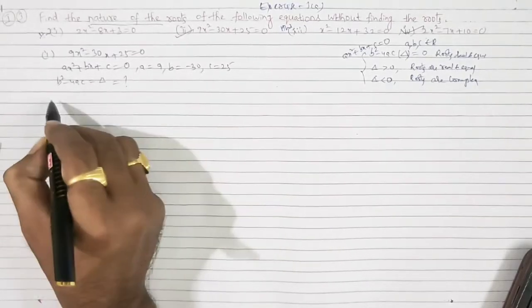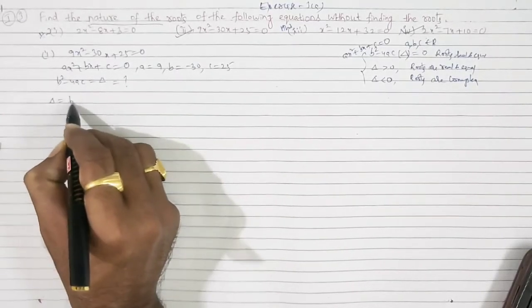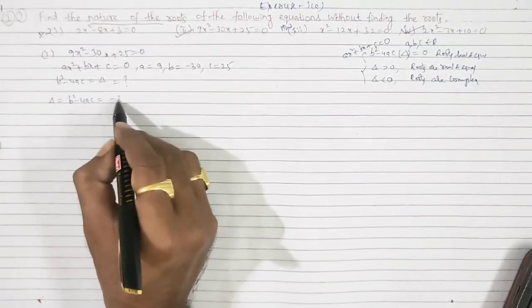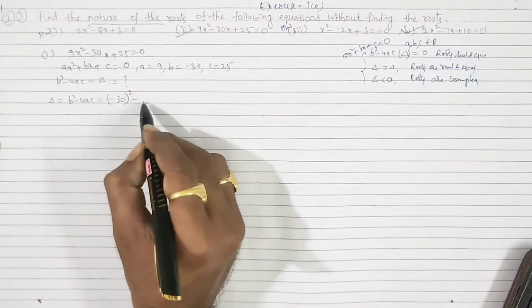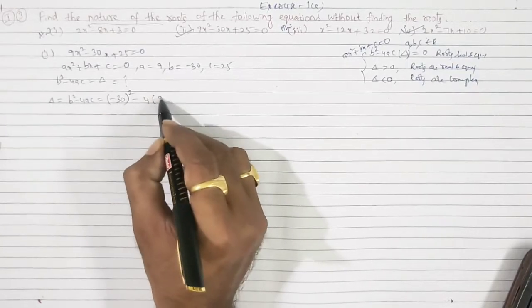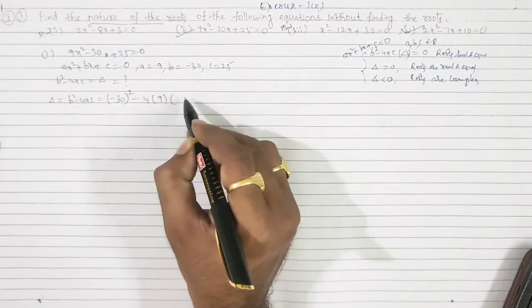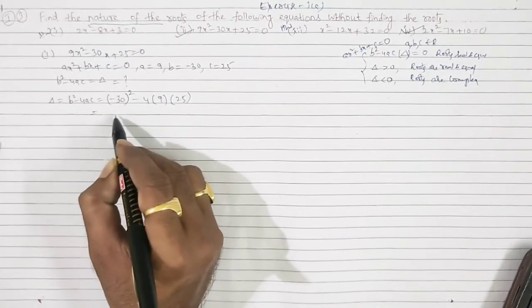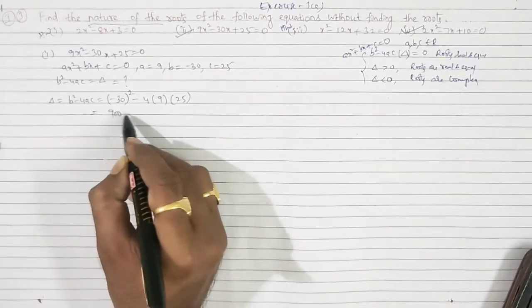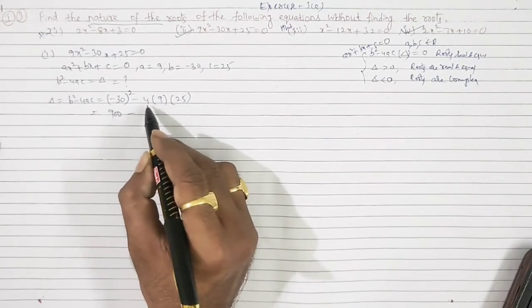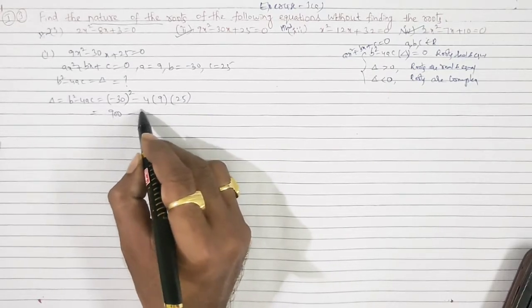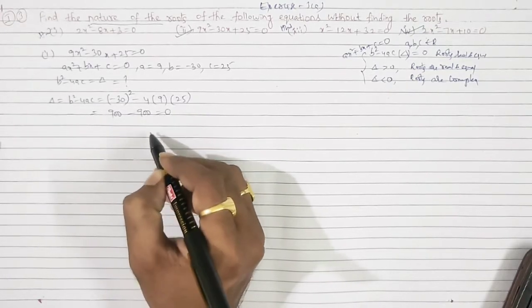Okay, so here delta is equal to b square minus 4ac value I am going to find. Now here what is the b value? Minus 30 whole square minus 4 into a value 9 and c value 25. Okay, so minus 30 whole square gives us 900, minus 4 9 are 36. Before that, better do like this: 4 25 are 100, 100 into 9, 900. So we got result 0.